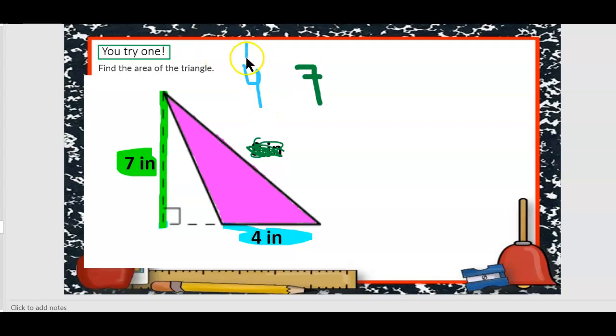So I guess I should probably write base times height, which is 4 times 7 is 28. That's a total of 28. So 28 would be if we had the entire thing, but we only want half of that. This is half of that. Oh, 28, sorry, 14. There we go, 14 square inches. We'd be able to fit 14 square inches here. So let's make that super clear.